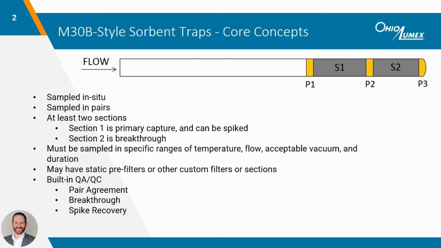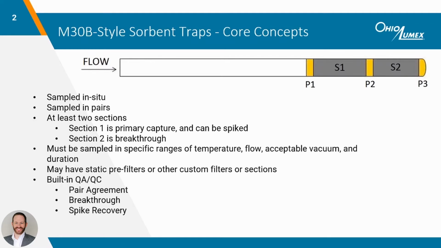The robustness of Method 30B and all methods designed to emulate it is rooted in the built-in QA/QC. That is to say, the method includes several self-validating performance criteria. This includes pair agreement, breakthrough, and spike recovery. Good pair agreement simply means two sorbent traps sampled at the same time in the same location produce nearly the same measurement within a defined range of acceptability.